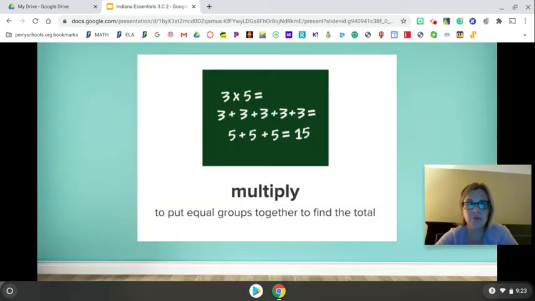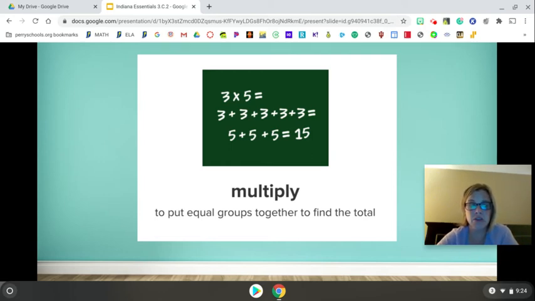So multiplying is to put equal groups to find the total. So we would say 3 times 5 equals 15. One way that we can do it is by saying 3 plus 3 plus 3 plus 3 plus 3 equals 15. That is 5 threes. Multiplication is repeated addition. So it's taking one number and repeating it a number of times.